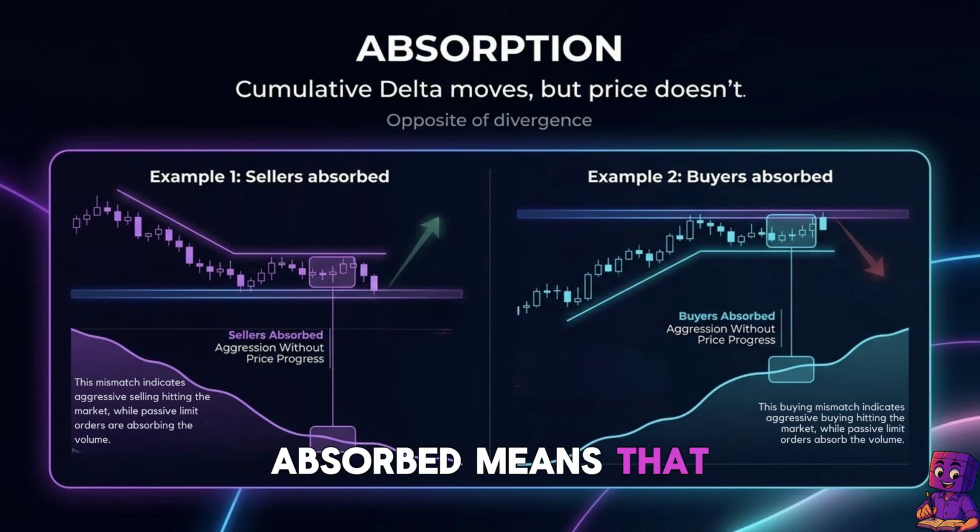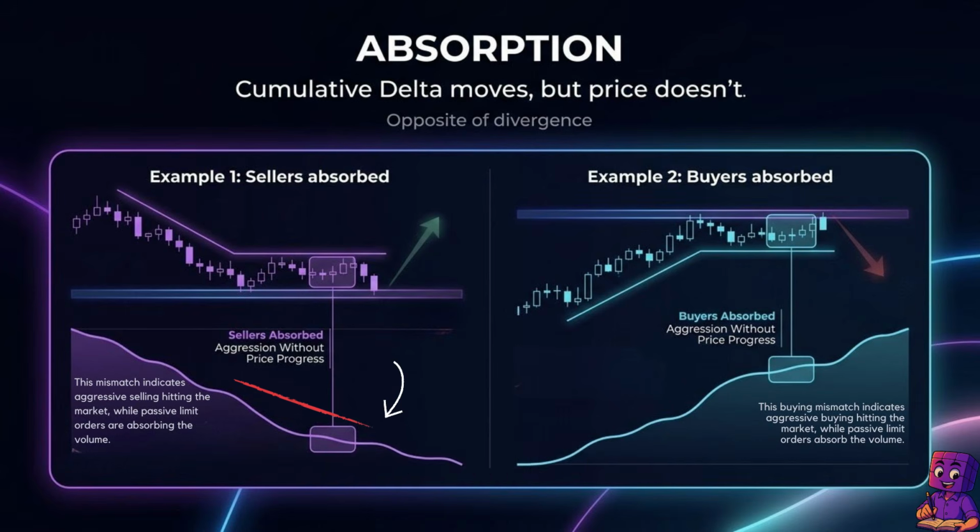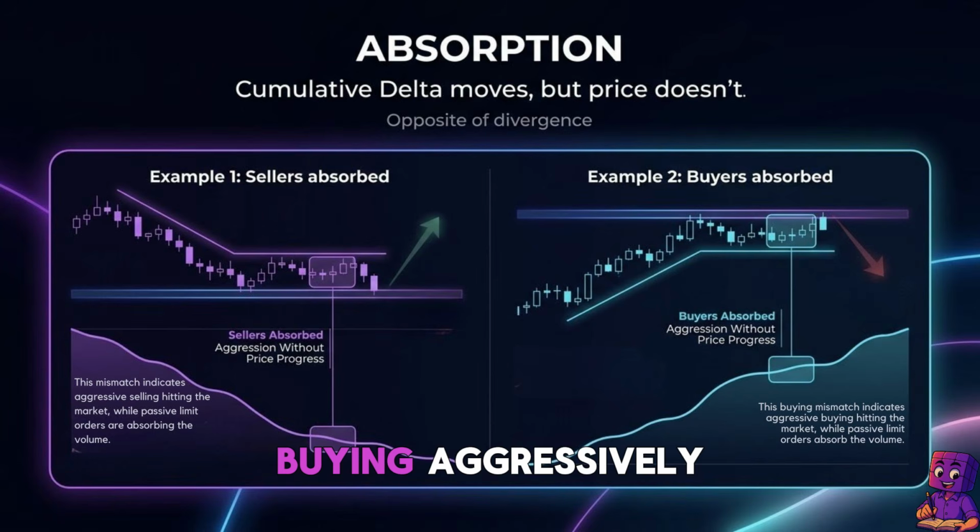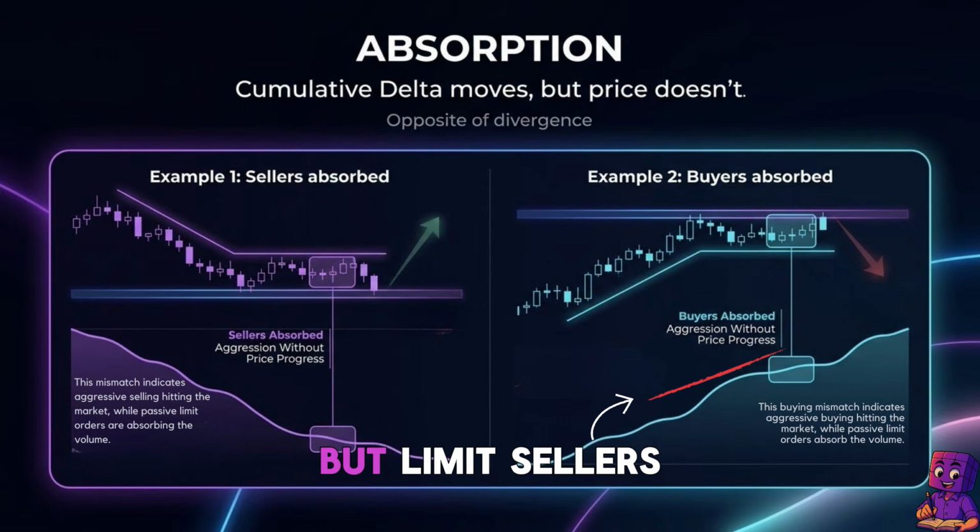Sellers get absorbed means that in a general down move, the sellers keep selling aggressively. We see the cumulative delta dropping, but limit buyers absorb and the price doesn't drop. This can turn into a bullish move. Buyers get absorbed means that in a general up move, the buyers keep buying aggressively. We can see the cumulative delta rising, but limit sellers absorb the buy orders and the price can't go up. This can turn into a bearish move.